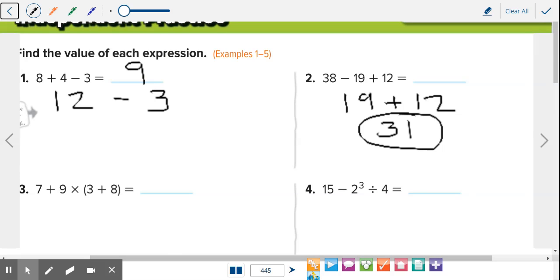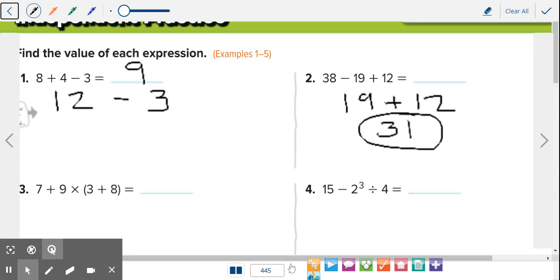Okay, so that's all you have to do here. As long as you follow these steps, these are very, very easy, guys. Because all you're doing is adding, subtracting, multiplying, or dividing. Nothing crazy. Nothing complex. You're not doing a bunch of random formulas. You're just doing addition, subtraction, multiplying, or dividing.